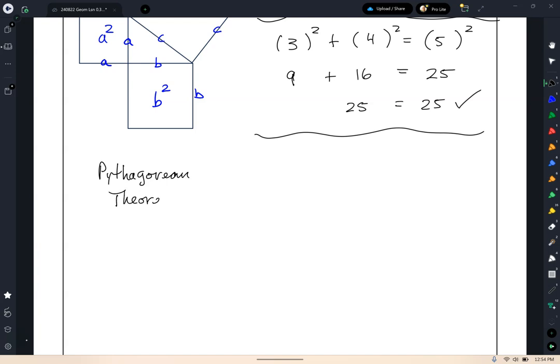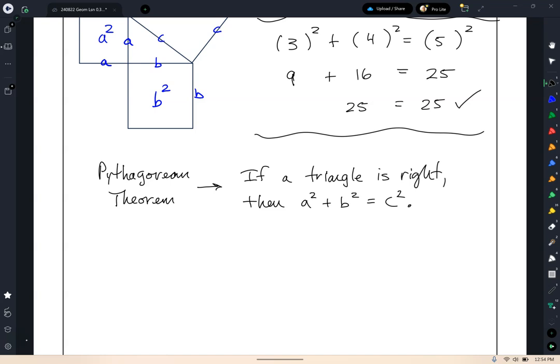So we'll start with saying the Pythagorean theorem. And we're going to write this as an if-then statement. So the Pythagorean theorem actually reads this. If a triangle is right, which means it has a 90-degree angle in it, then a squared plus b squared equals c squared is a valid equation. And I'm going to underline the if and the then. So this is how the Pythagorean theorem reads. If a triangle is right, then a squared plus b squared equals c squared.